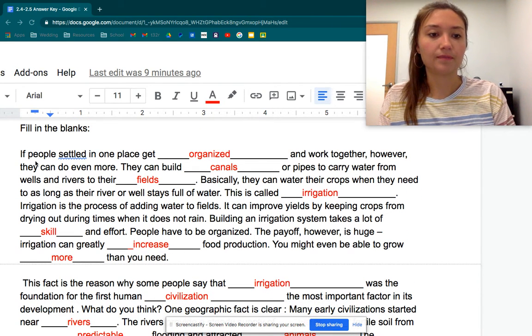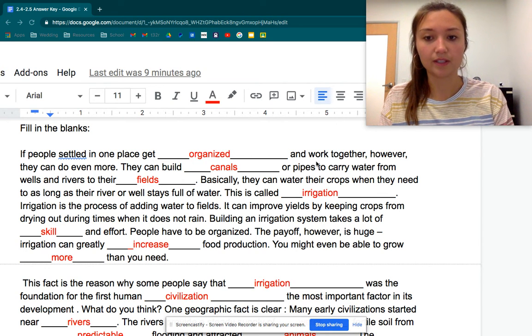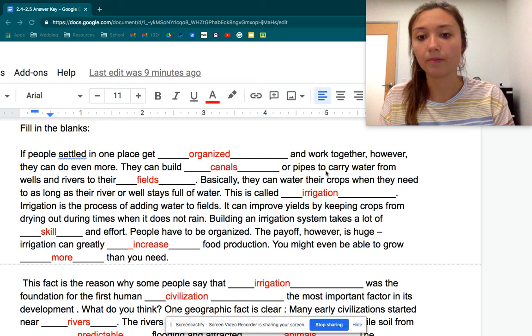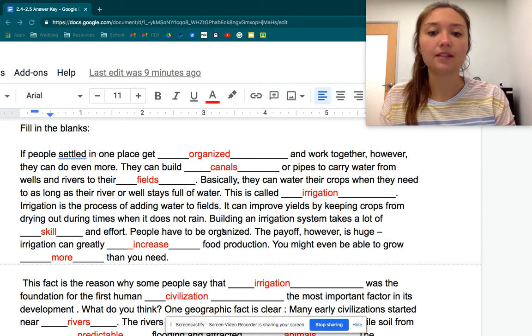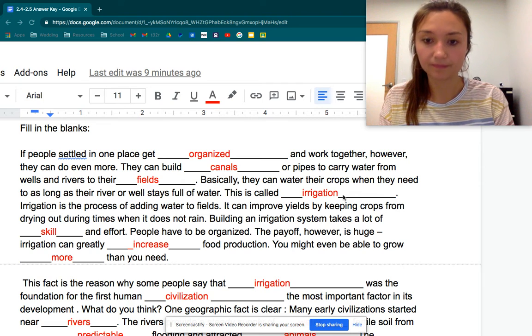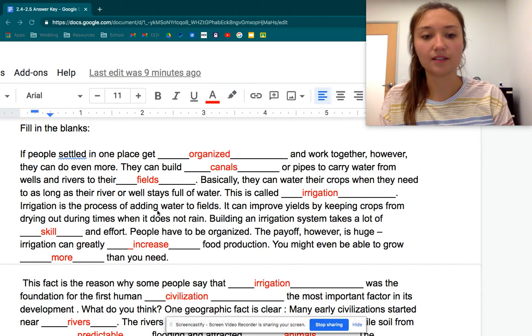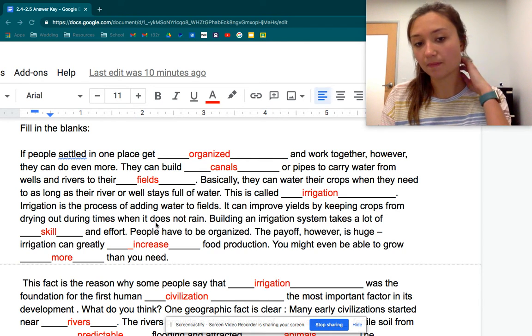Fill in the blanks. If people settled in one place, get organized, and work together, however, they can do even more. They can build canals, or pipes to carry water from wells and rivers to their fields. Basically, they can water their crops when they need to as long as their river or well stays full of water. This is called irrigation. Irrigation is the process of adding water to fields. It can improve yields by keeping crops from drying out during times when it does not rain.